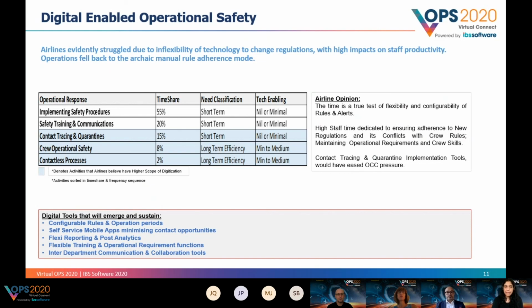Flexi reporting and post analytics, because of their needs for bringing out what's the cost because of COVID, what's the block hour variations that has come because of COVID. All this was going up and up, and there were no tools to help them at that time. So they understood that flexible reporting as well as central database analytics really helped them.